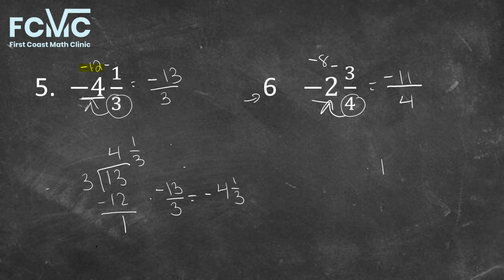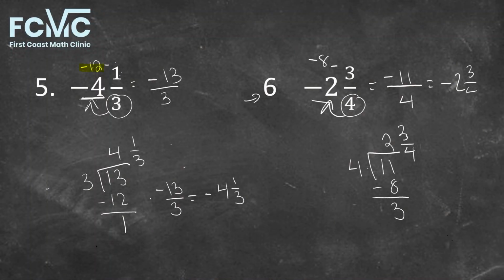Now just to check this, if we do 11 divided by 4, 4 goes into 11 2 whole times. We get 8, subtract, we get 3, and we get 2 and 3/4. And we started with negative 11 over 4. Well, that's got to be equal to negative 2 and 3/4.